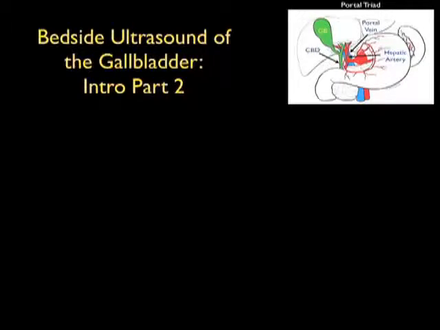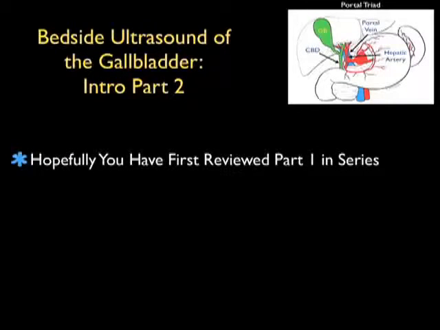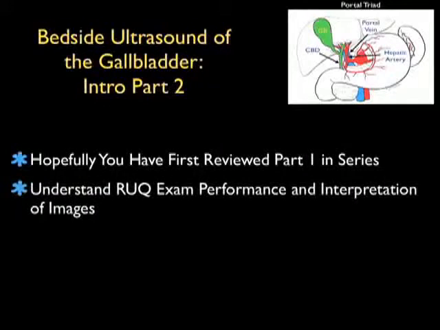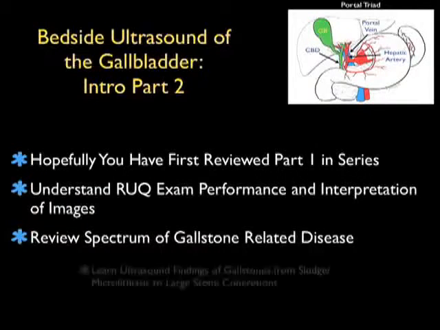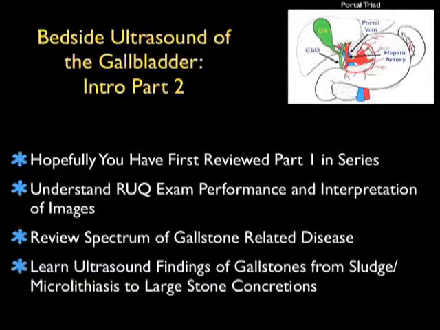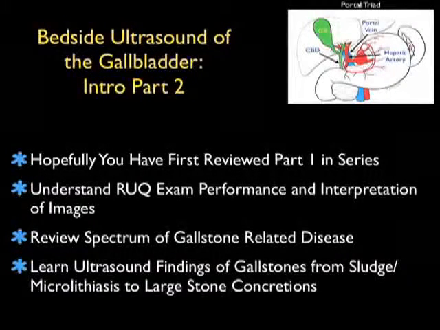In this SoundBites module, entitled Part 2 of Bedside Ultrasound of the Gallbladder, we're going to go further on our discussion of gallbladder sonography. Hopefully, you've reviewed Part 1 in the series and have a basic understanding of how to perform the right upper quadrant exam, and also how to interpret the images that you will obtain. In this module, we're going to focus specifically on the spectrum of gallstone-related disease, beginning with the deposition of cholesterol crystals, known as gallbladder sludge, and microlithiasis, onto the ultrasound findings with large stone concretions that may cause biliary colic and acute cholecystitis.